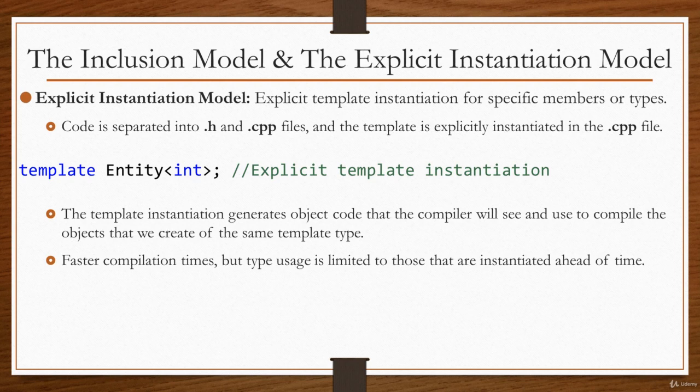Now the explicit template instantiation is going to generate object code that the compiler will see and use to compile the object that we create of the same template type. With this method we get faster compilation times, but the type usage is limited to those that are instantiated ahead of time. For example, if we do explicit instantiation of an entity with a type argument of int, then we can only create objects of that type in our code, such as in our main.cpp file for example. Let's look at a quick example in Visual Studio.